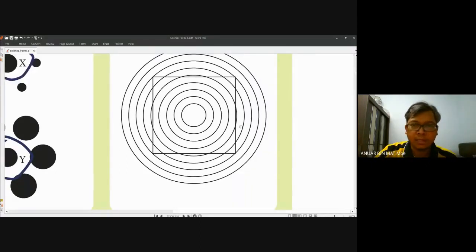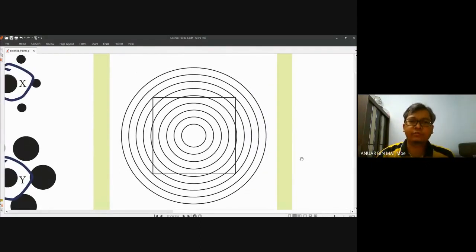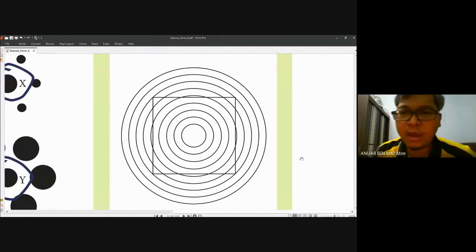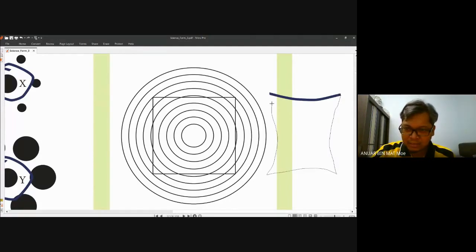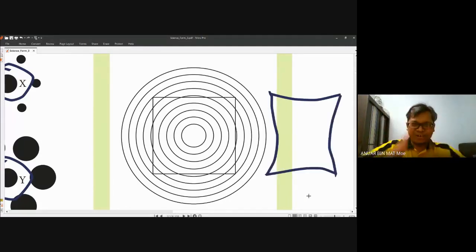Example here. Do you see a straight line on the square or a bent line? The first line seems to be what? It looks bent, right? It looks a little bent, right? But actually, it is a straight line.